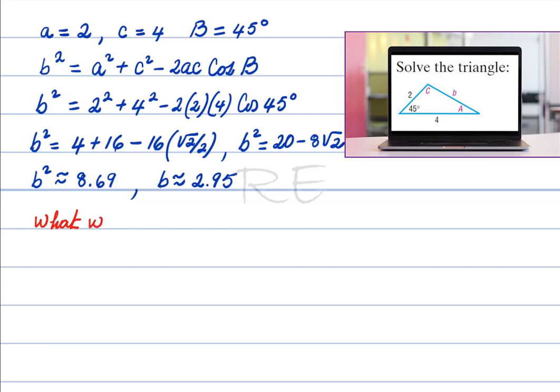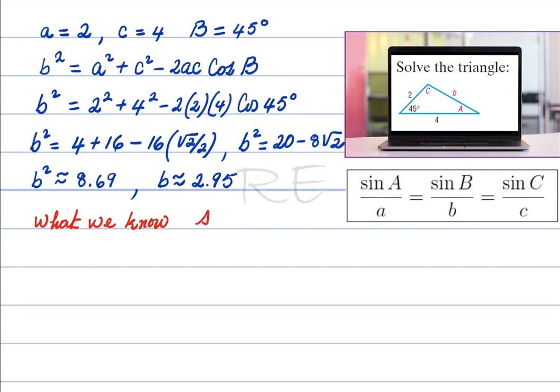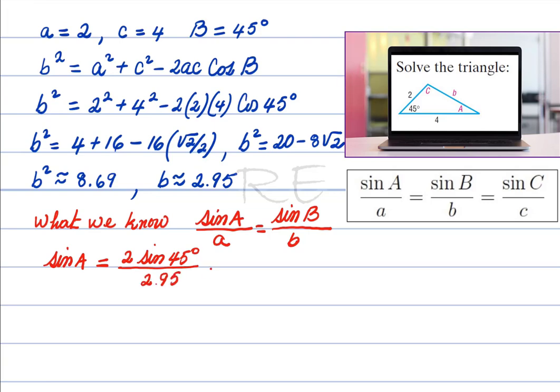If you're going to use the law of sines to find the next part, make sure you use what is given to avoid the ambiguous case. Side A is given, so we're going to look for angle A. Sine A is to A what sine B is to B. So sine angle A is equal to A, which is 2, times sine angle B, which is 45 degrees, divided by B that we just found, which is approximately 2.95.